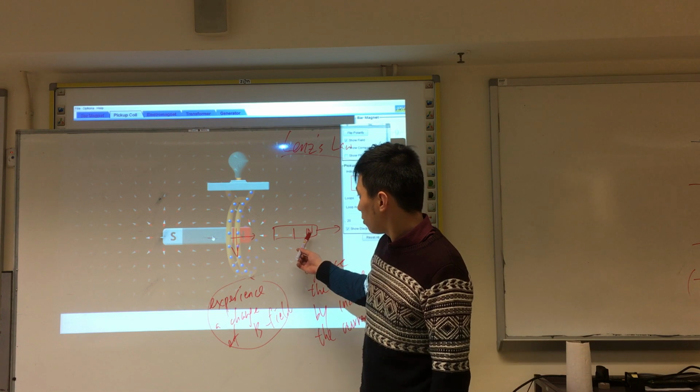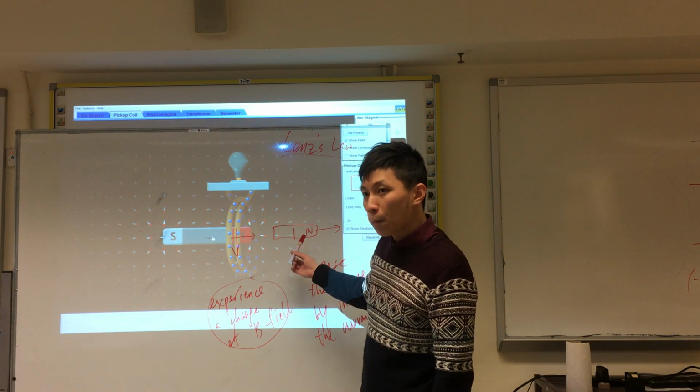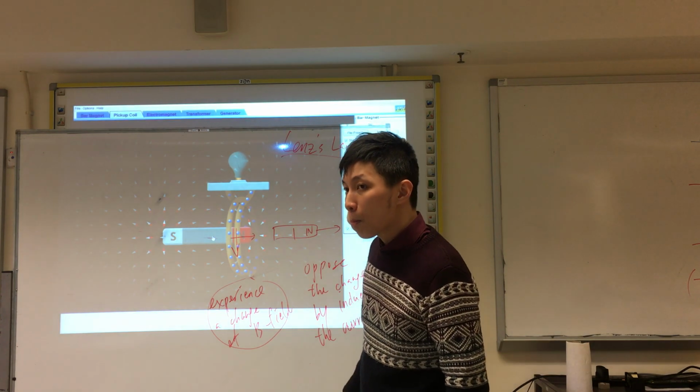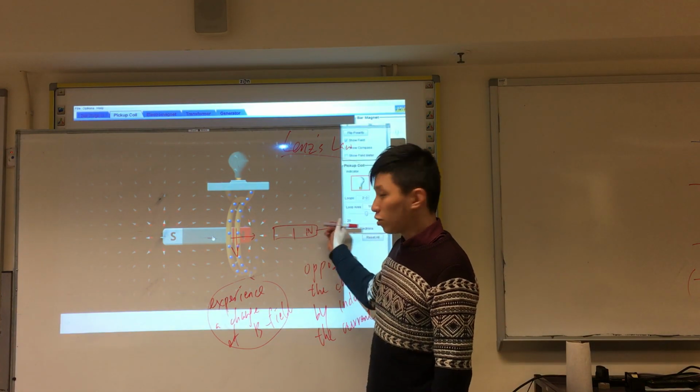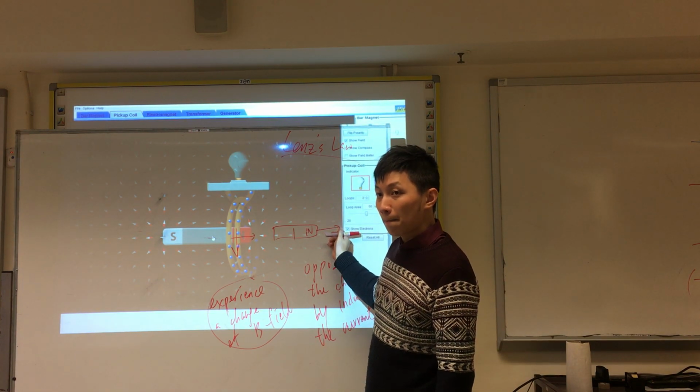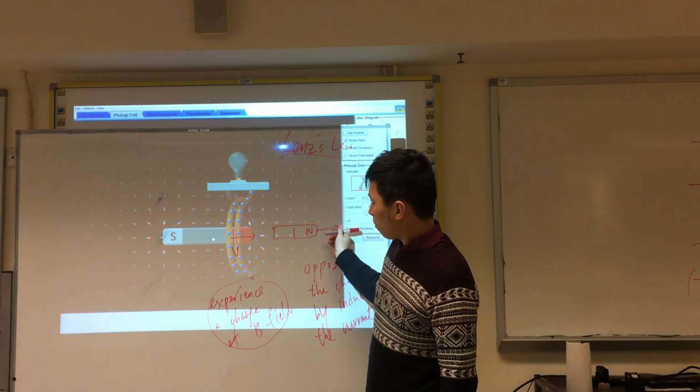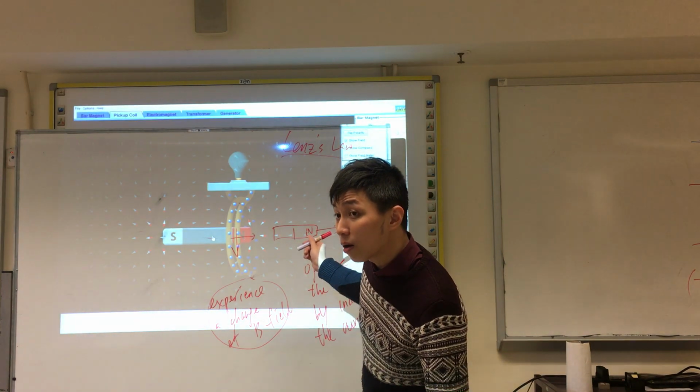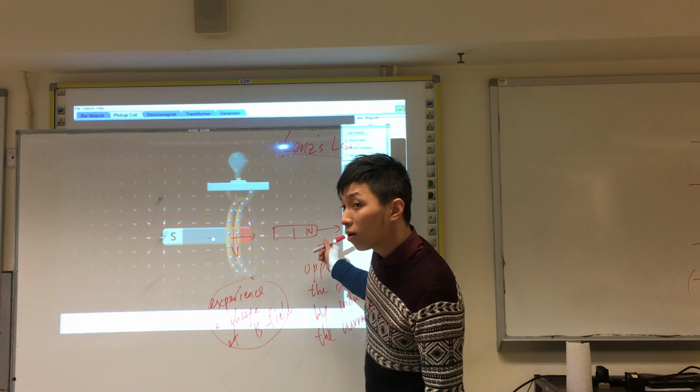B field, what do you mean? Like because the magnet is going, the B field is going that side, to the right. So shouldn't the opposing B field be here?